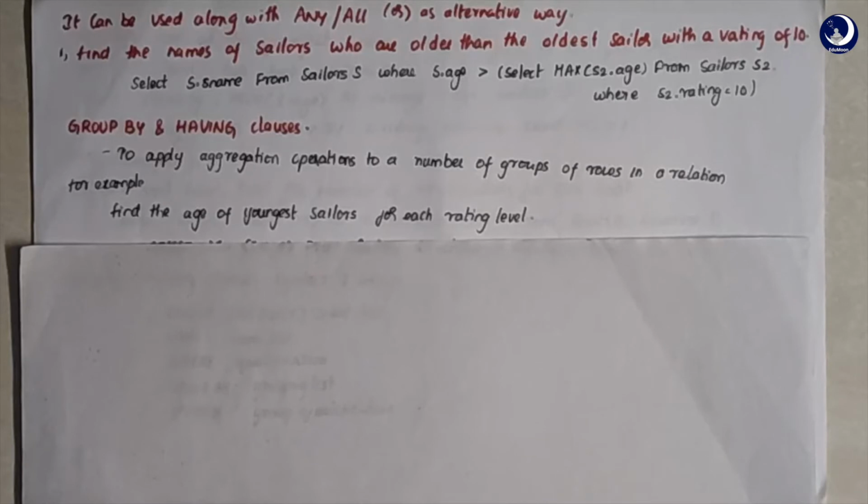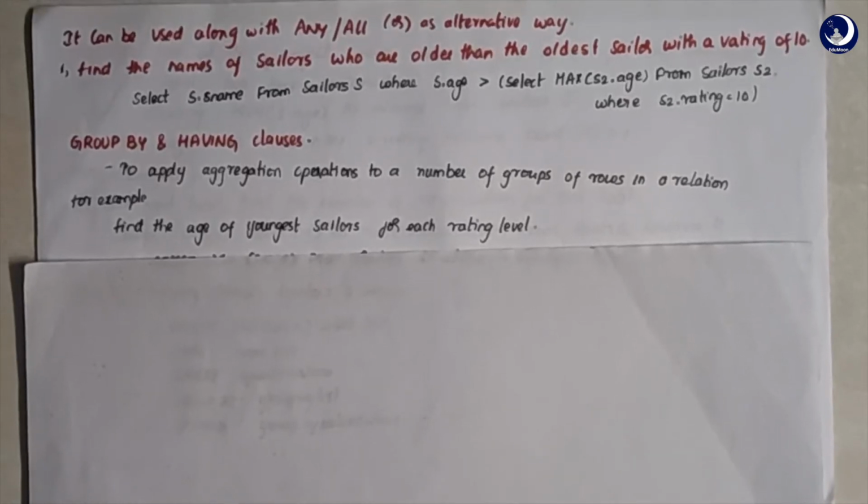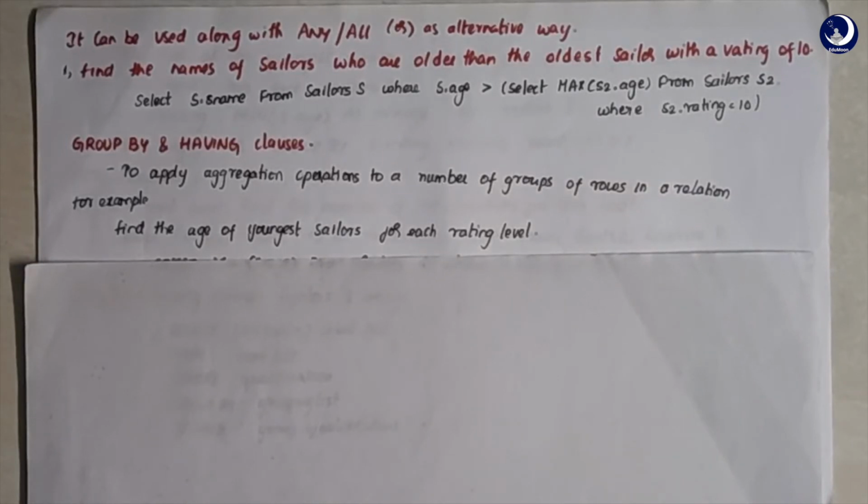So for that we use the group by function, and the having clause is used for applying filtering conditions on the group by. Likewise, we use the where clause in the select statement to apply the qualifications. Here we use a having clause for group by to apply the qualifications or filtering conditions on the group by clause. Don't worry, we'll understand it better when we actually try examples. So to apply aggregation operations to a number of groups of rows in a relation, we use group by and having clause.